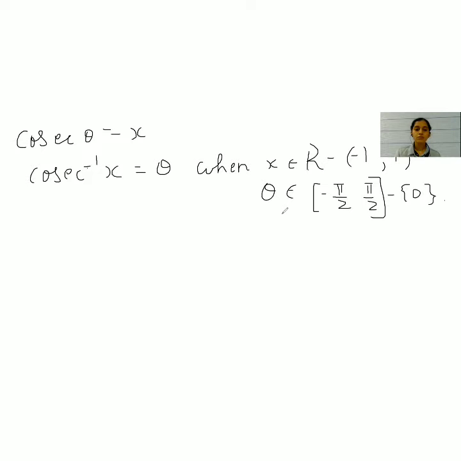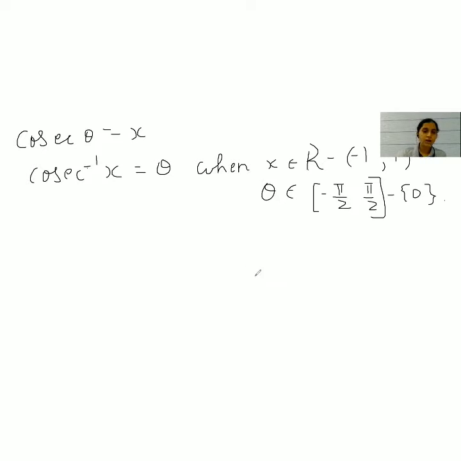Now we know that cosec theta is actually 1 upon sine theta, right? So if the theta value is 0, then sine 0 is 0 and 1 upon 0 becomes infinity. And so cosec inverse of infinity is not possible, and that is why we have written theta value should not be 0. It could be anything from minus pi by 2 to pi by 2, but 0. That is the range and domain of cosec inverse function.